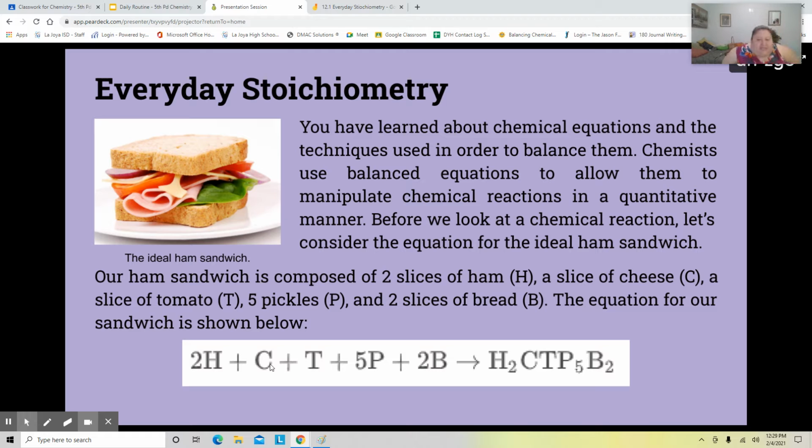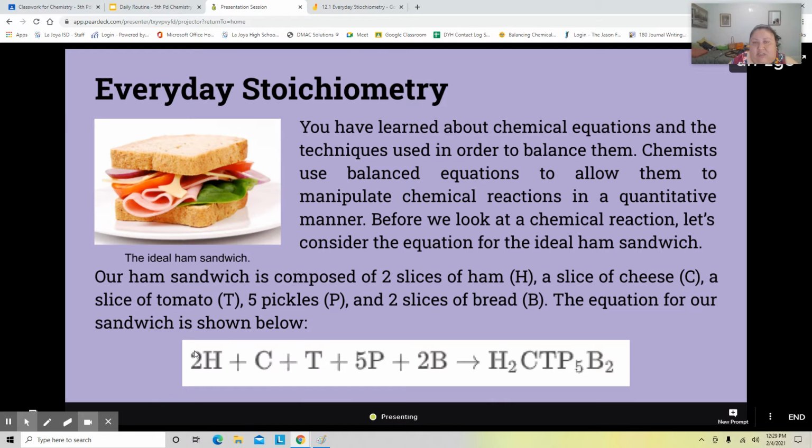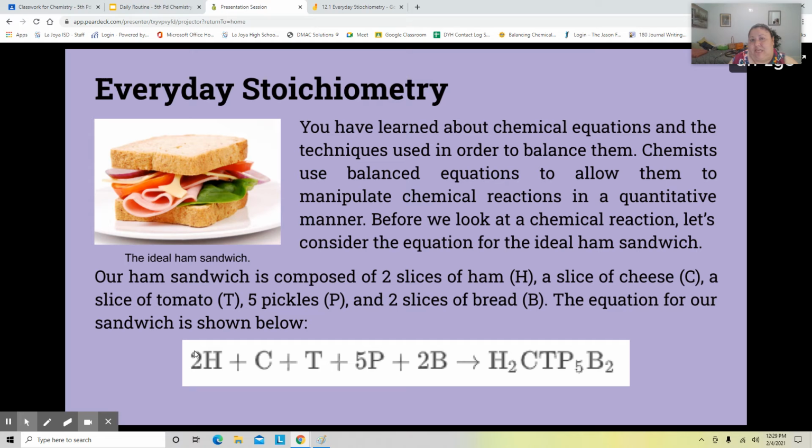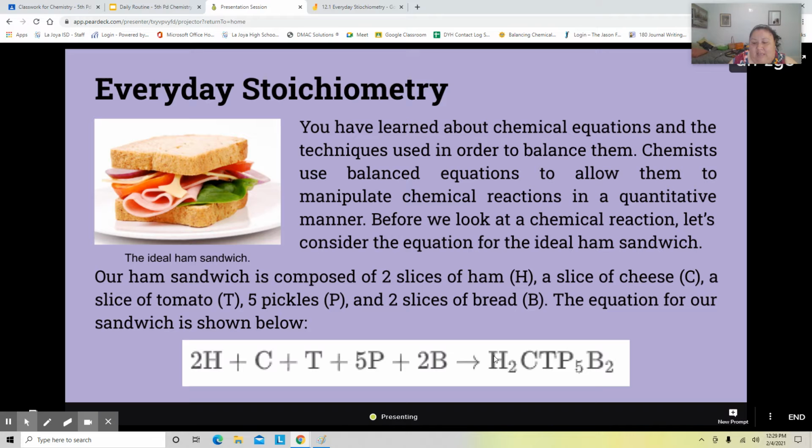So all of a sudden, all of the individual ingredients are gonna come together and make one large compound, or one large sandwich. Now, the coefficients are gonna change. The coefficients are gonna become subscripts for that ingredient. So for ham, since I have 2 slices, I'm going to put a subscript of 2. Cheese, I only have 1. You can't see the imaginary 1, but it's there. Tomato, the same thing. There's an imaginary 1.